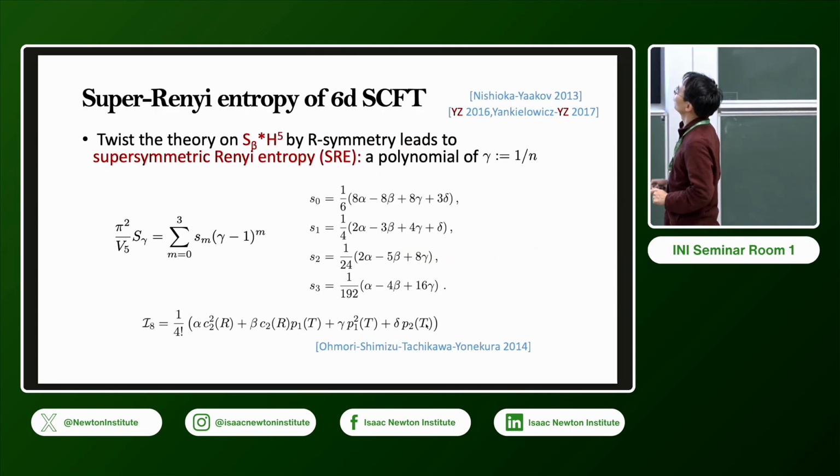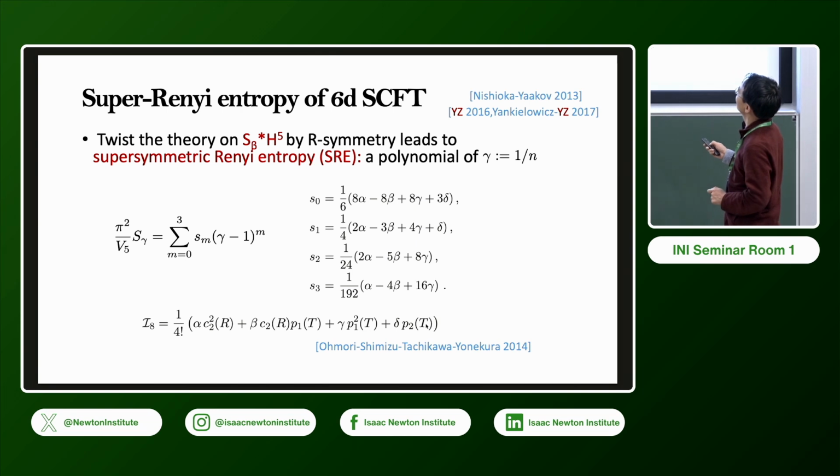So what we can do is as follows. We put the 6-dimensional theory on this S1 times H5. Why this manifold? Because this manifold is precisely the manifold coming from this conformal map. So we want to talk about the 6D theory on this manifold. Now the point is, if beta is not 2 pi, when you do the replica trick, you tune beta. When beta is not 2 pi, this manifold breaks all the supersymmetry. In order to preserve supersymmetry, you have to use this R symmetry background field to twist this geometry.